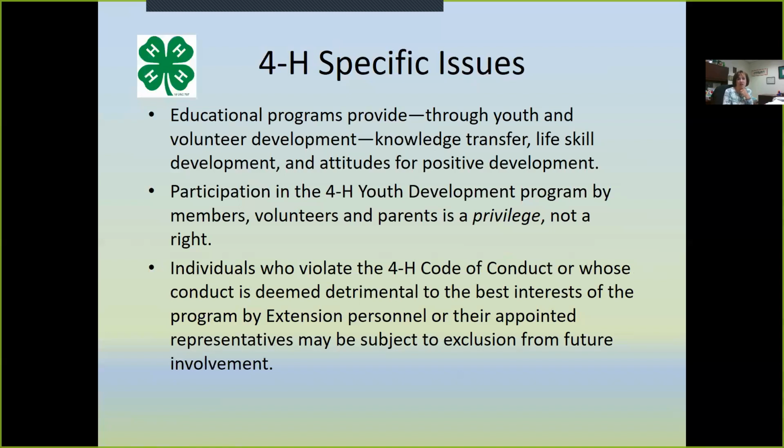Again, if we have individuals who violate the code of conduct or whose conduct is deemed detrimental to the best interests of the program, we can exclude them from future involvement. It needs to be documented, but I want to share one situation that I've had and see how you would have handled it.